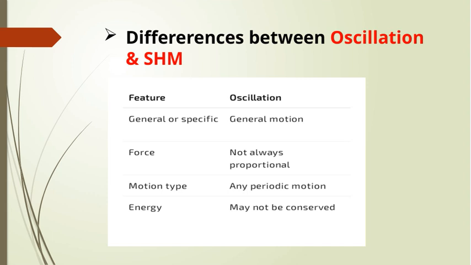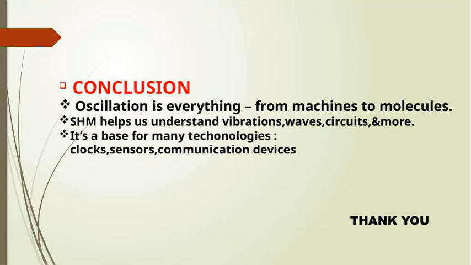Understanding this difference helps us see how various systems behave, whether they follow a predictable path like in SHM or exhibit more complex oscillations. Recognizing these nuances is fundamental to grasping the broader concepts of wave motion and energy transfer we've been discussing throughout this presentation. Oscillation truly is everywhere, from the way machines operate to the tiniest molecules in nature. It's a fundamental concept that helps us understand many phenomena around us.